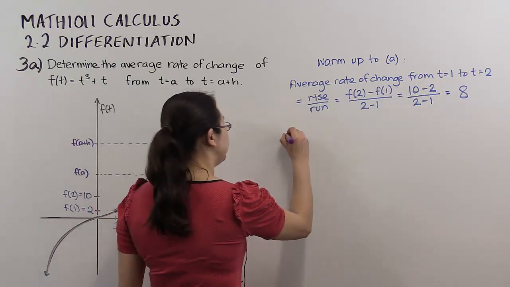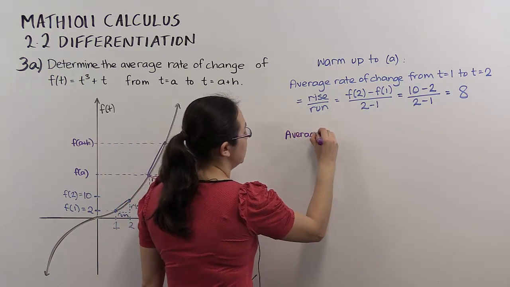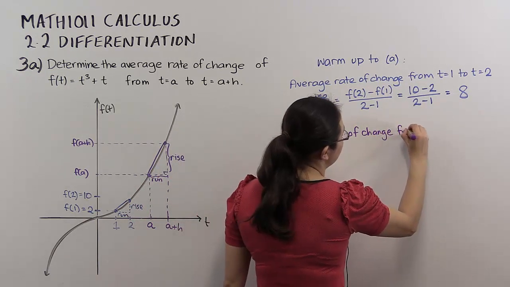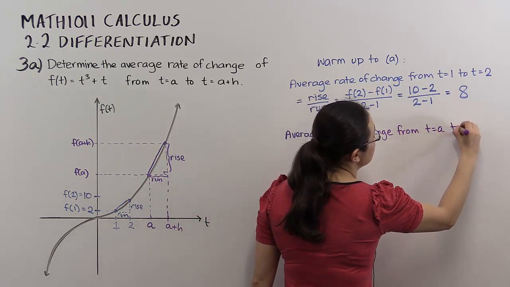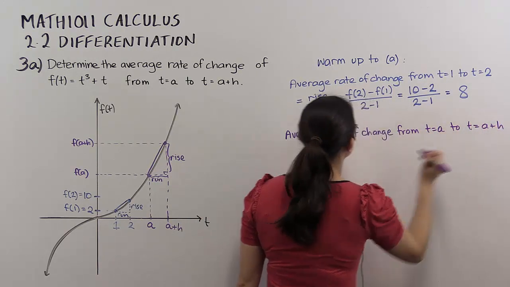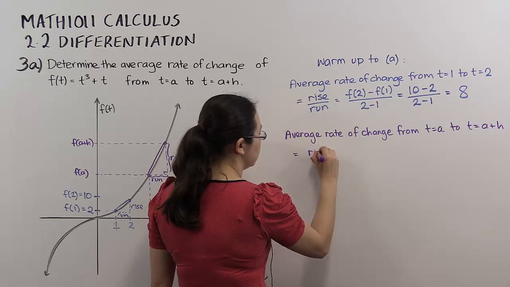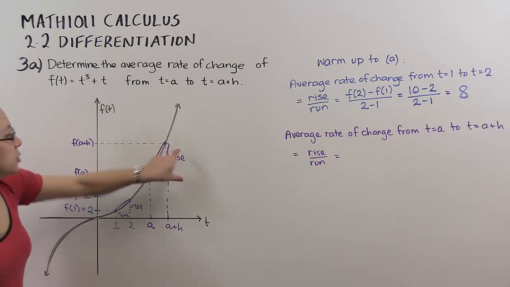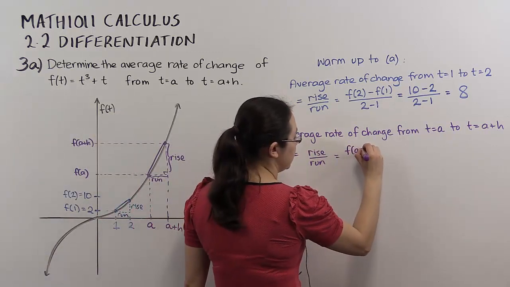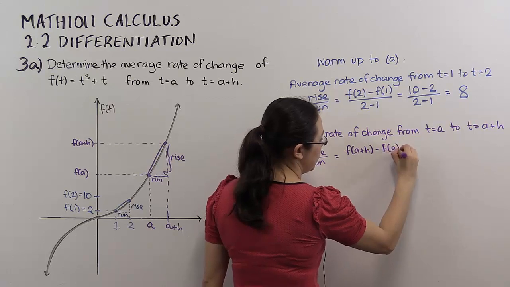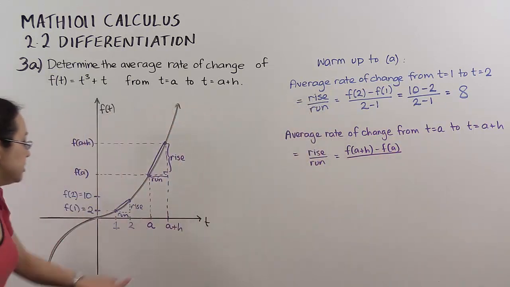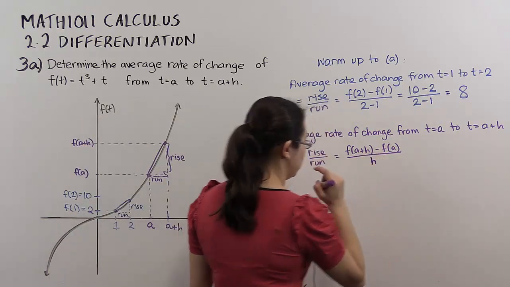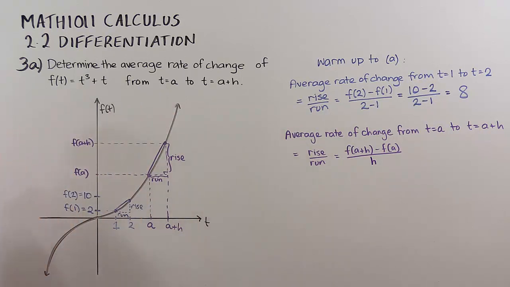So now, let's calculate the average rate of change from t equals a to t equals a plus h. So this is the more general case. Again, it's still the rise over run, or the change in the y values. So that's f of a plus h minus f of a divided by the change in the x values. Well, that's just a plus h minus a, but that's just h. We made that h on purpose. So that's f of a plus h minus f of a, all over h.